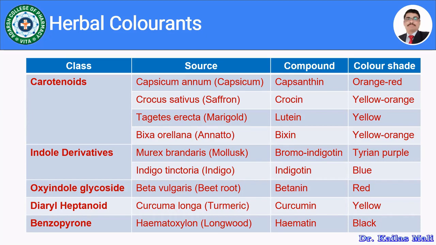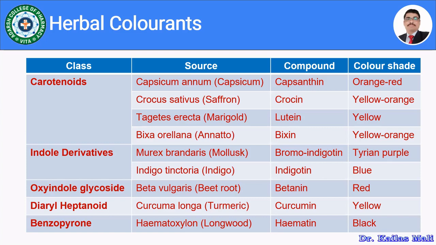The next class is the indole derivatives. The very first drug is the mollusk, which is obtained from Murex brandaris, which comprises bromoindigotin and is responsible for the purple color. Then indigo, which is obtained from Indigofera tinctoria, comprises indigotin and is responsible for blue colored shades. Then the next class is the oxyindole glycoside.